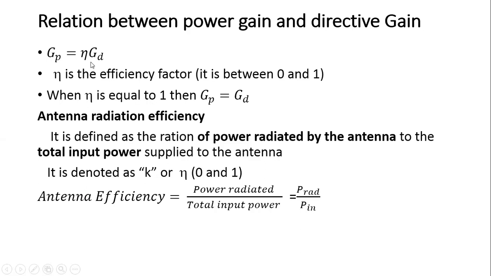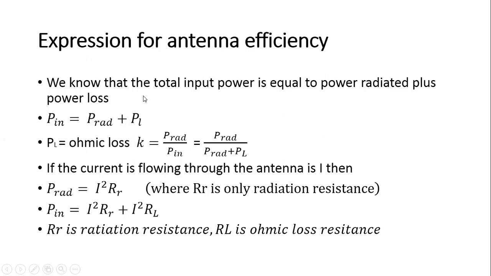We know efficiency is eta, so power radiated divided by total input power. Power radiated is PR, total input power is P in. As I told you before, input power will have radiated power plus power loss. For example, we are giving input to a system, and it will transfer the data, but while transferring there will be losses. So input power will be equal to power radiated plus power loss. This power loss is ohmic loss.